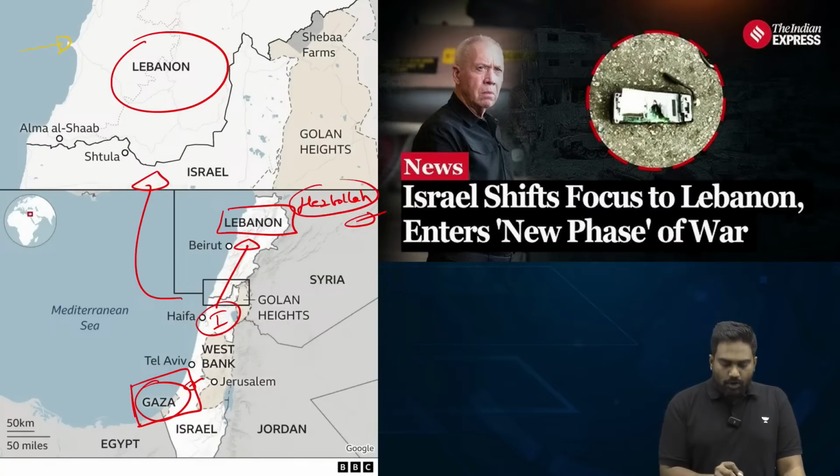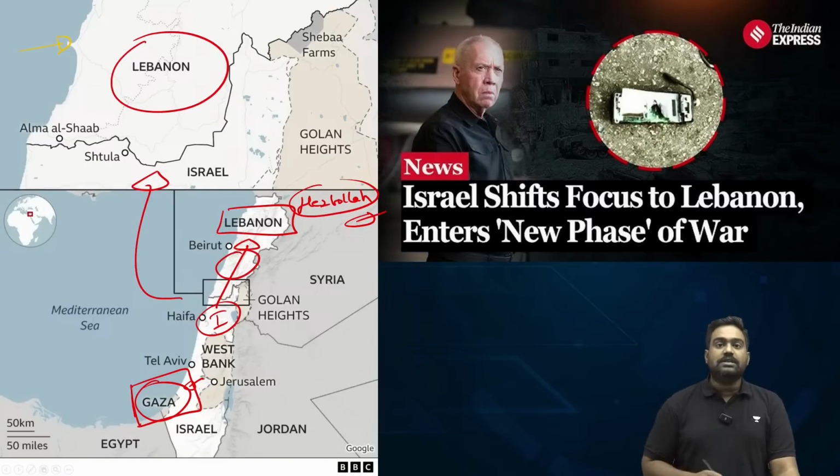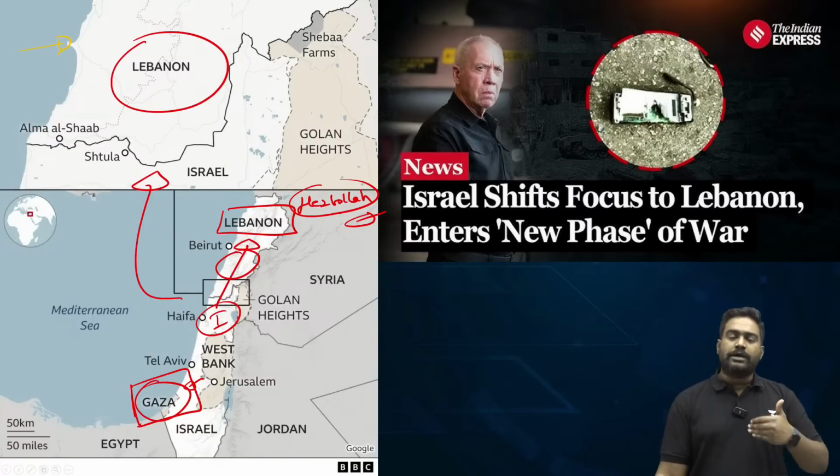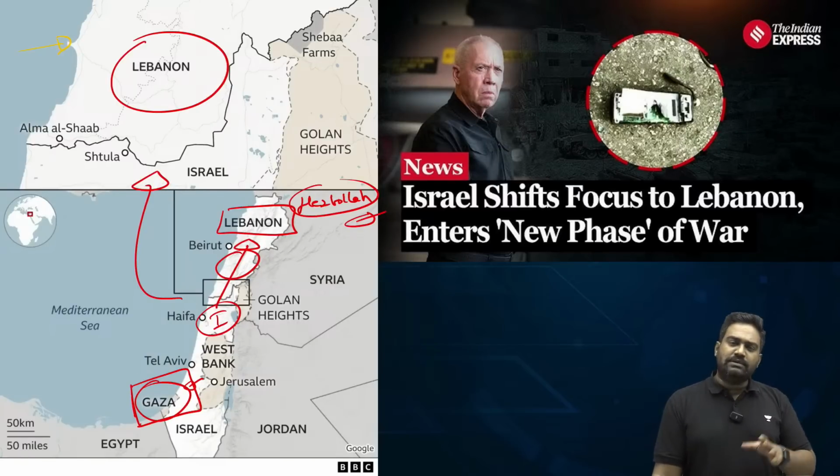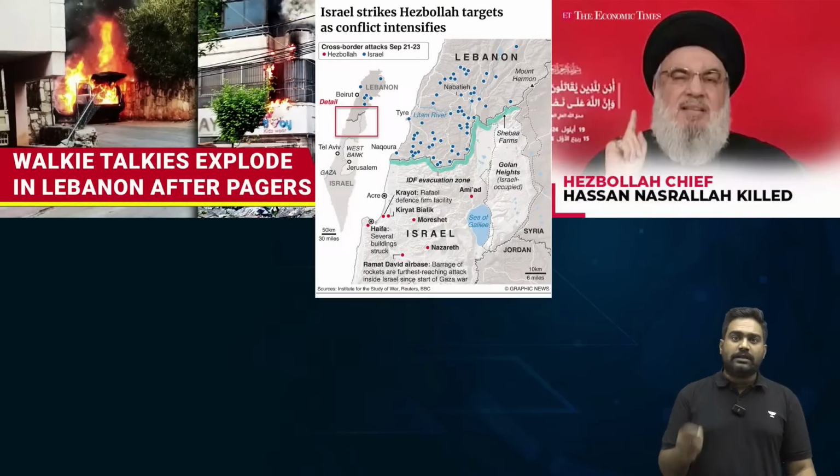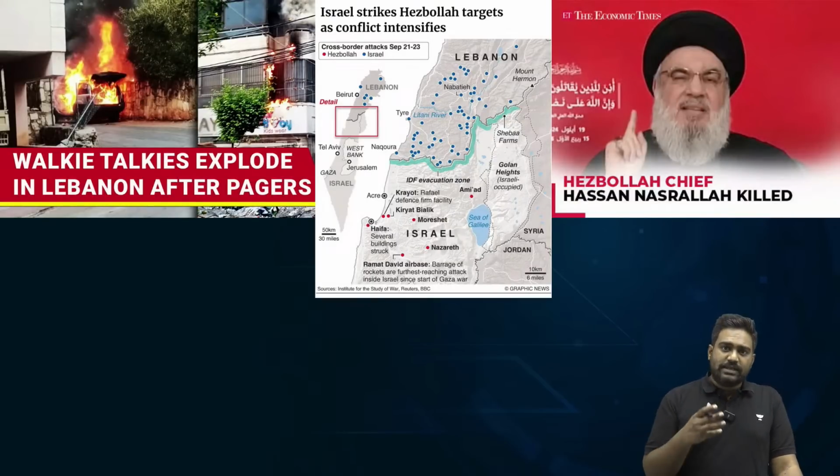The primary goal was to return the Israeli civilians who have been displaced from here, from the northern parts where Hezbollah has fired rockets and missiles. 70,000 Israelis have been displaced, so Netanyahu's government has made this a priority, and as a result it announced a shift in strategy to target Hezbollah in Lebanon. As soon as this strategy was announced, we saw a series of attacks, both covert and overt.